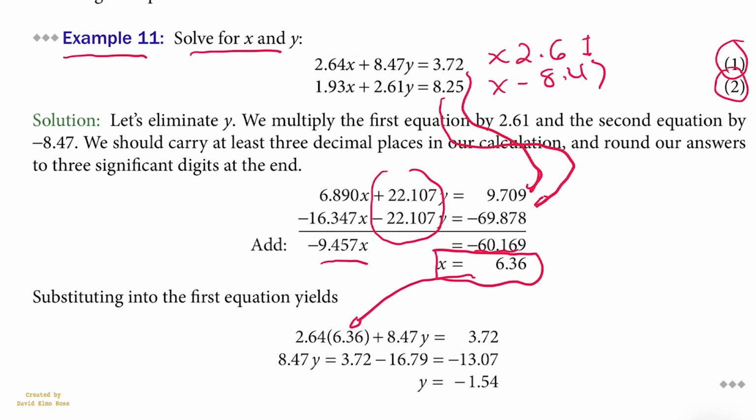then we're going to get that y is equal to minus 1.54. And we have to make sure we use our rounding rules, that we have no more than 3 significant digits here and here, because that's what we had in our original.